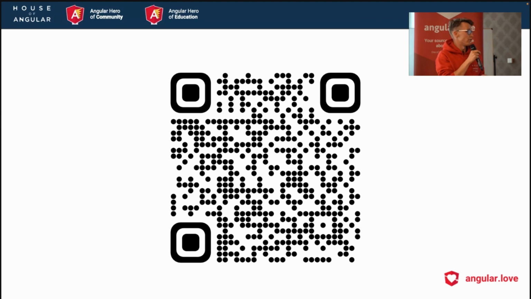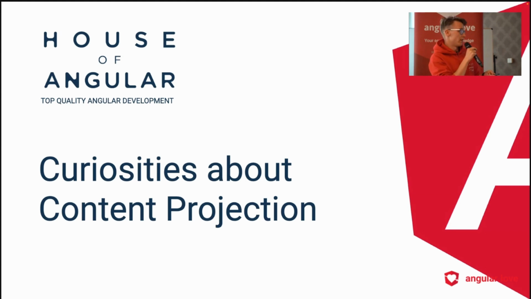If it comes to content projection, you can use this QR code to check the code and run it on your own, test it, change it. It's the StackBlitz code, where you can find it and change it your way. Okay, so let's go further to the last part.